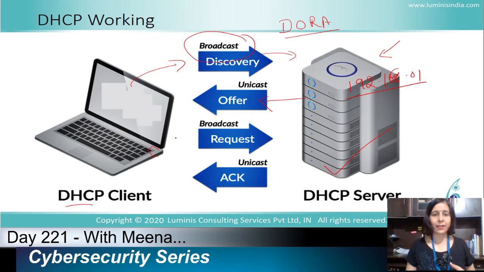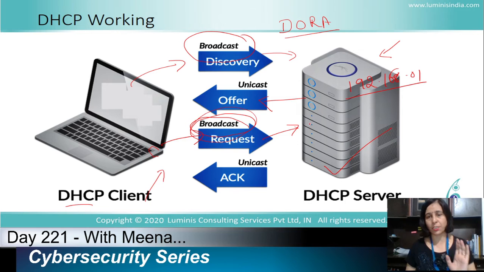Before getting the complete acknowledgement, it will not assign the IP address to itself. Meanwhile, there can be other clients asking for IP addresses, so there is no guarantee whether that IP address is still available or not. So again the client will send a broadcast: I'm requesting the IP address which you offered to me. Clear? It will again be a broadcast message, and then it will send the request to the DHCP server.